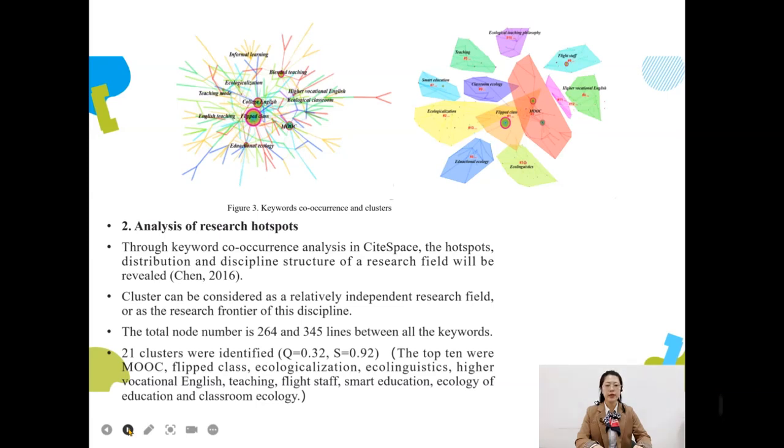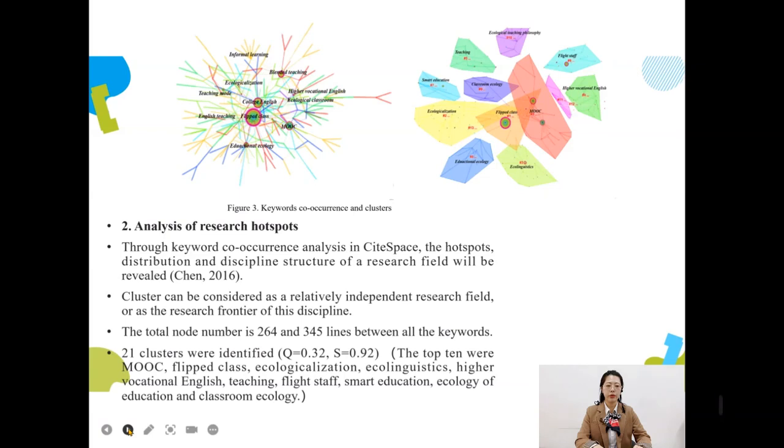Nodes with centrality greater than 0.1 are called critical nodes, circled by purple rings. In this study, 21 clusters were identified by the algorithm. The clustering results were significantly effective, with Q equals 0.32 and S equals 0.92.